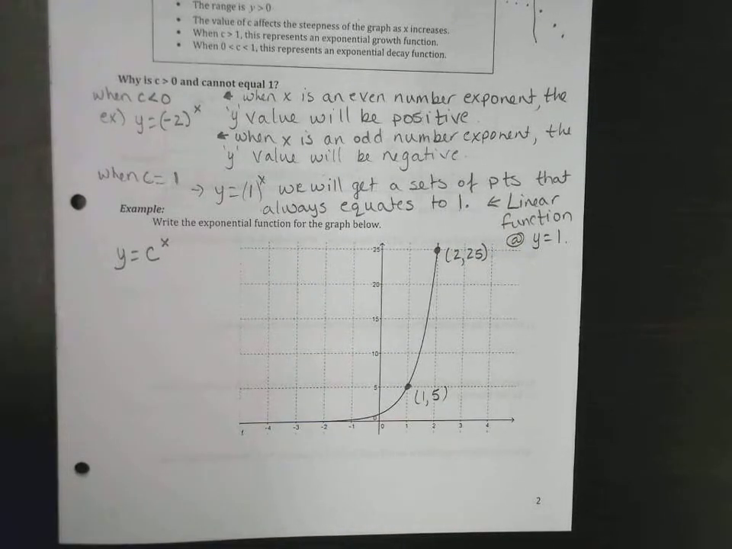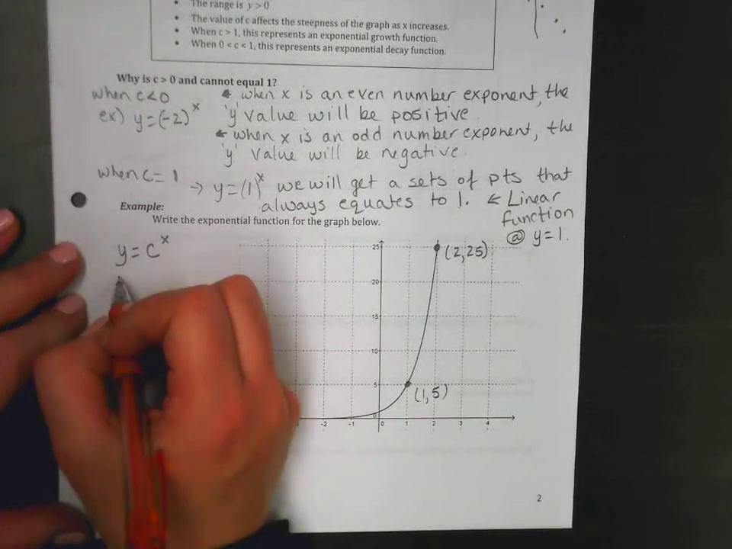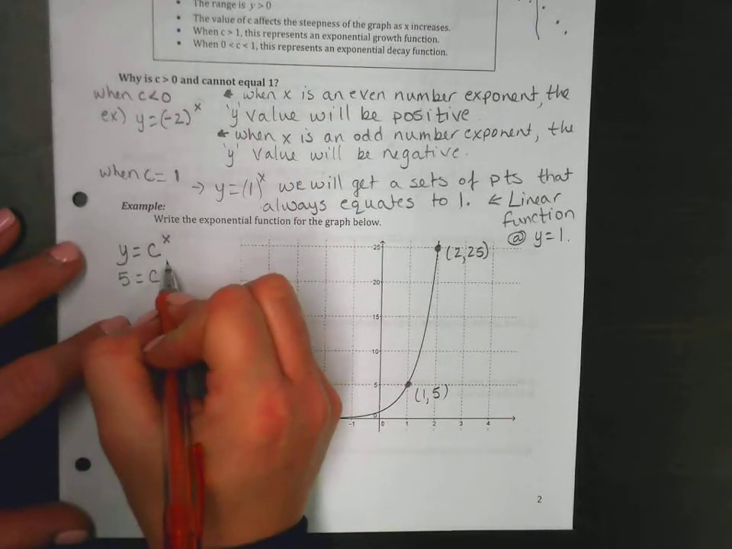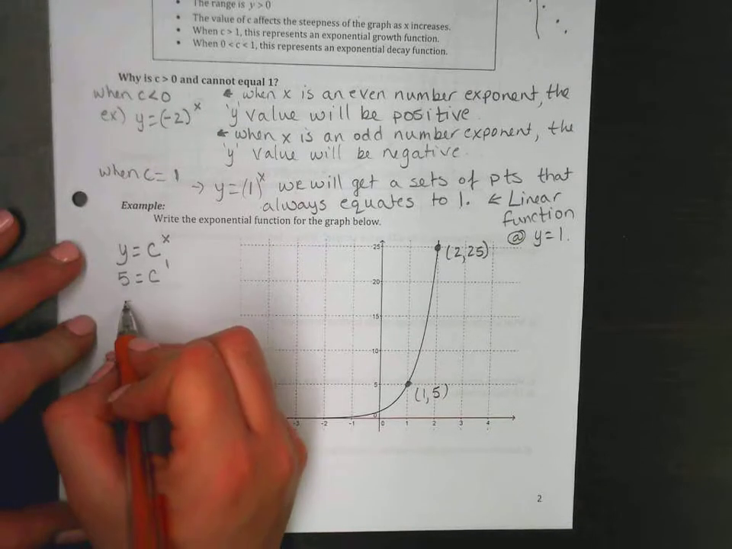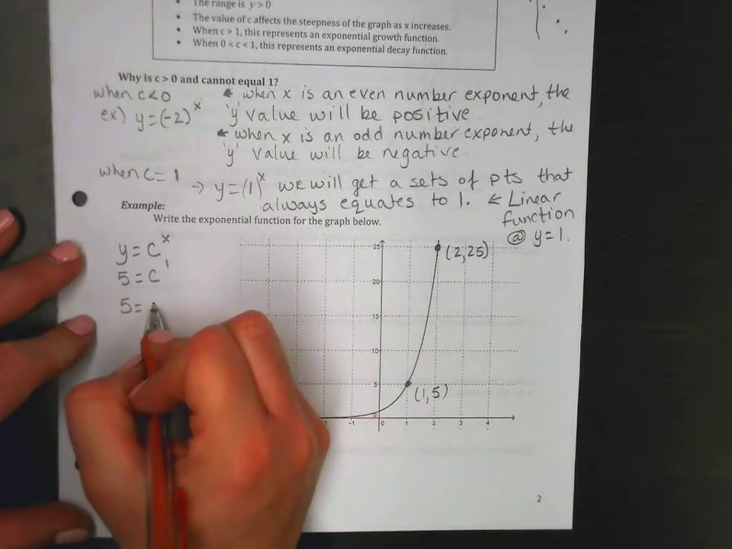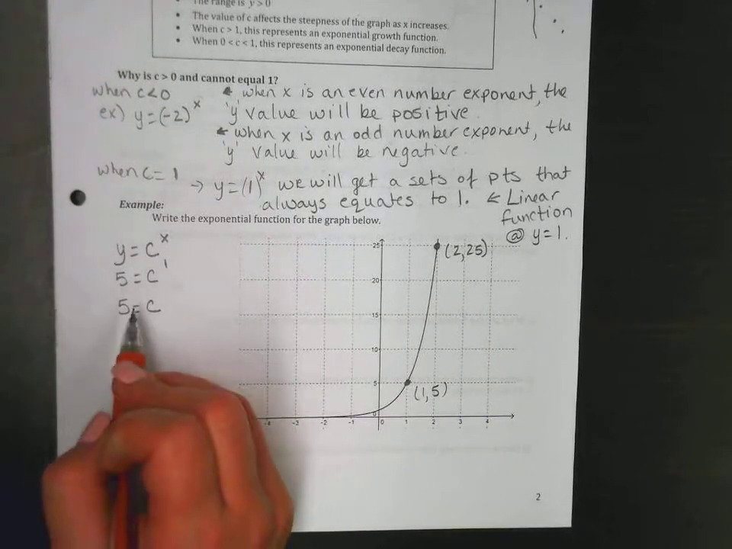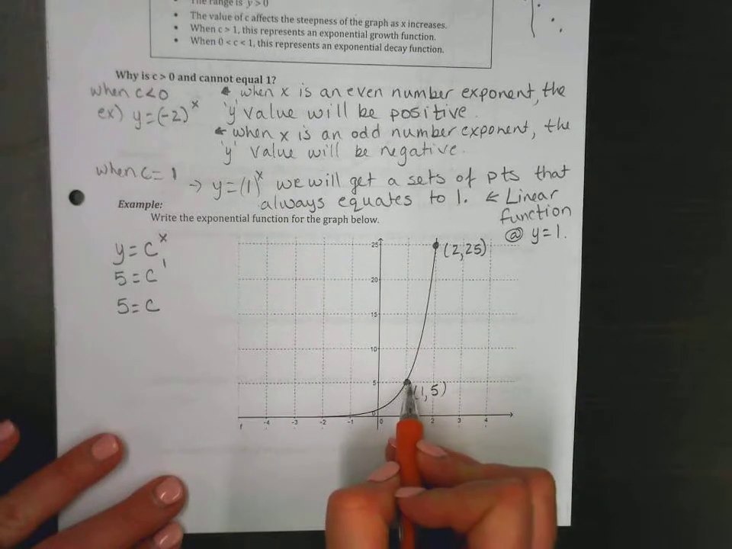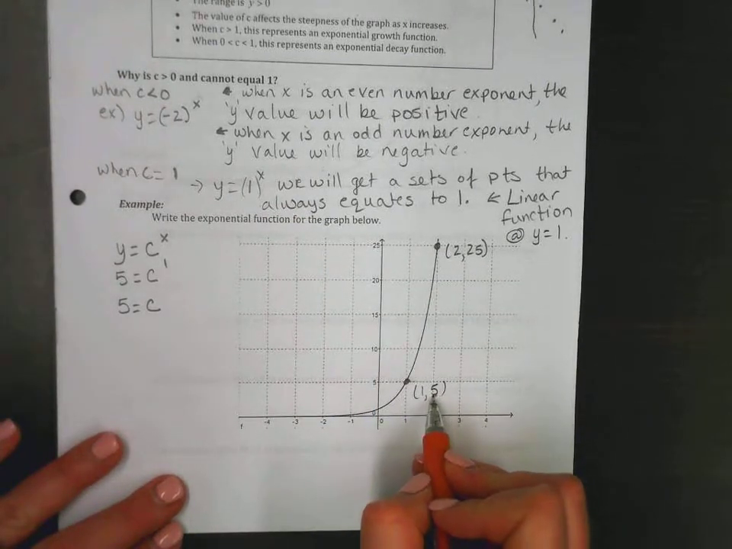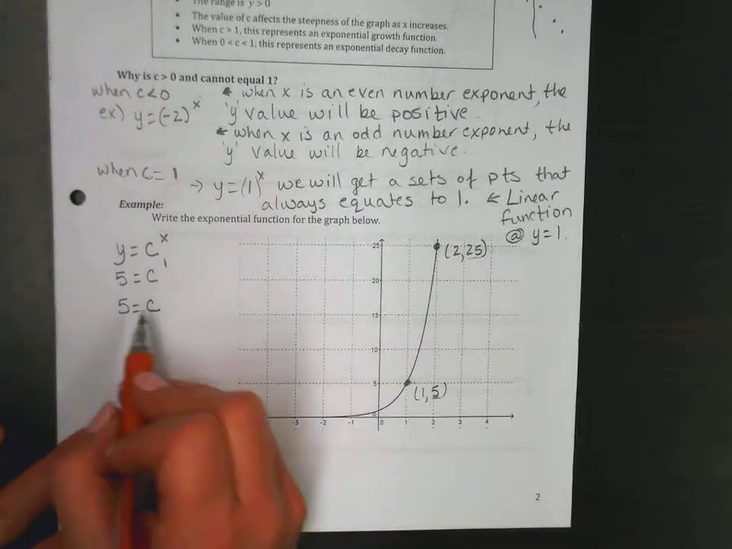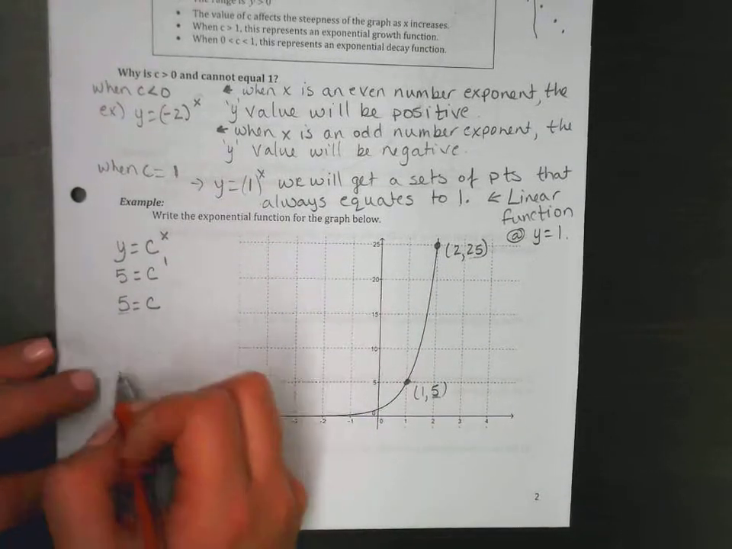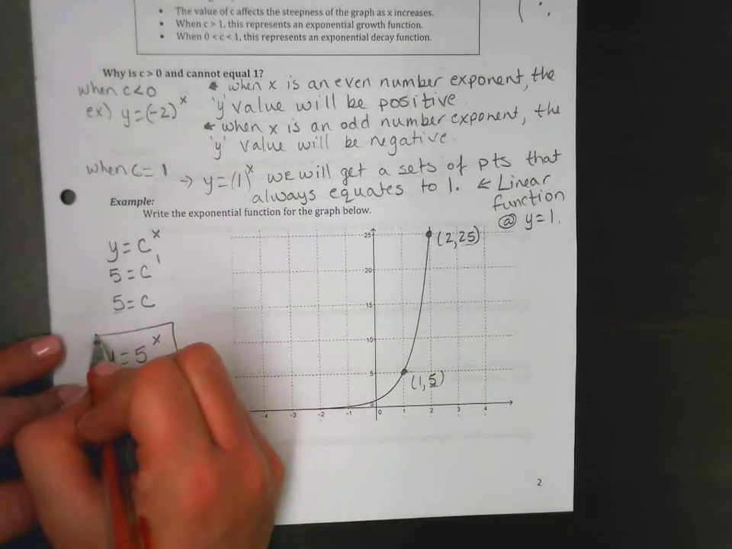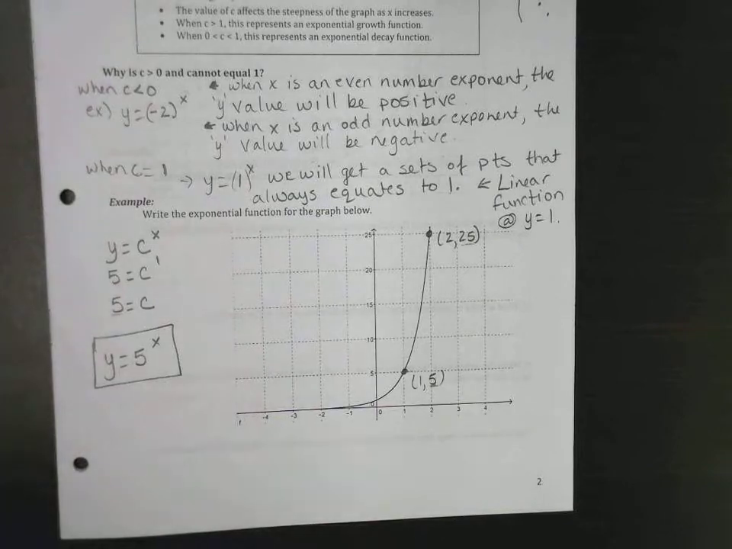Any way you look at it, if I substitute my y value with a 5 and I substitute my x value with a 1, well, technically my c to the 1 is just going to be c. So my constant, or think of it as your multiplication value, the other thing is, how is this changing from this point to this point? Well, my y values are being multiplied by 5, so my multiplication value is 5. Therefore, the equation of this function would simply be y equals 5 to the power of x.